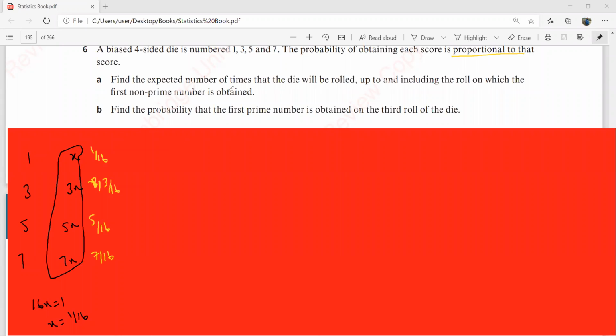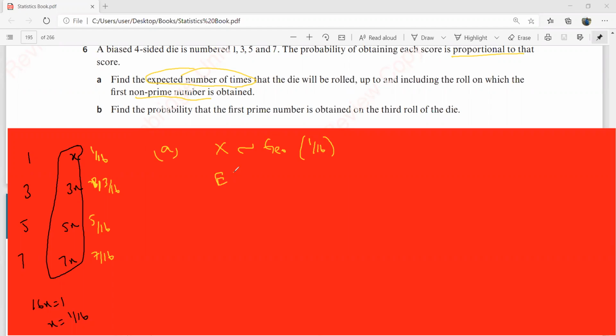It says find the expected number of times that the die will be rolled up to and including the roll on which the first non-prime number is obtained. So it's asking for the expected number of times, okay? So here, let me say that for this A part, X is geometrically distributed, and he's asking for the non-prime number, okay? Which one is a non-prime number here, out of 1, 3, 5, and 7? 1. So its probability is 1 over 16.